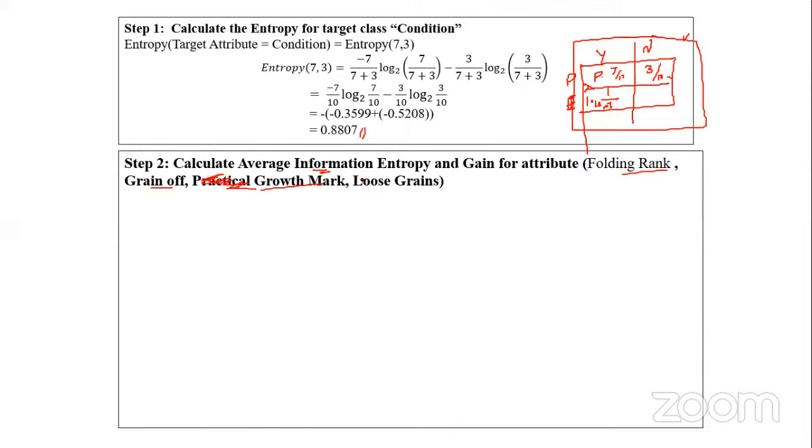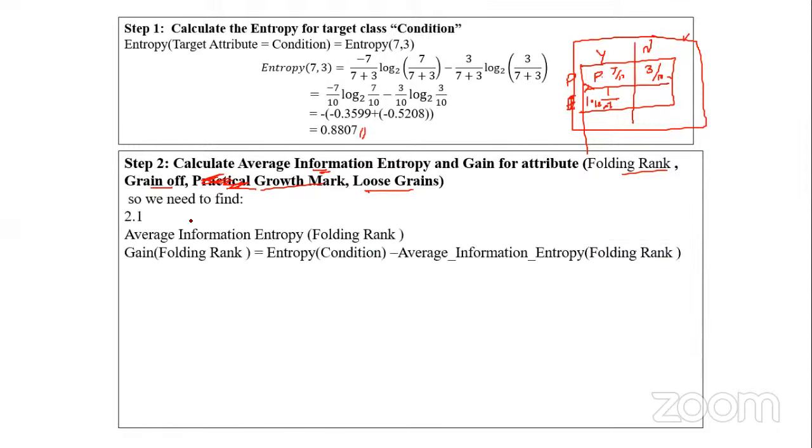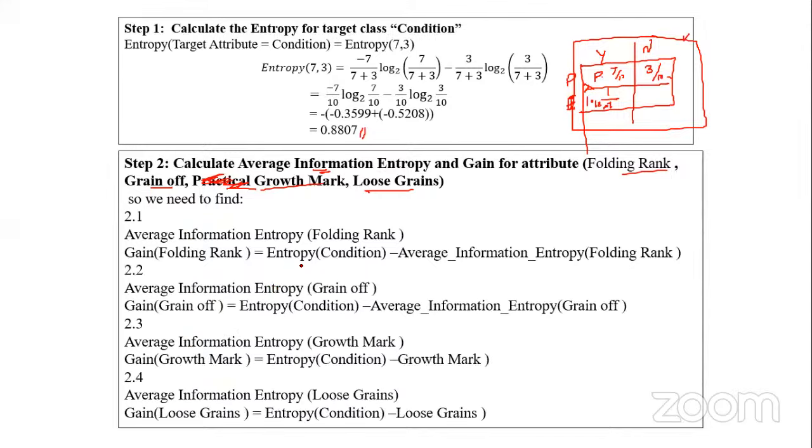For growth mass, then loose gains. Okay, then we need to execute step number 2 for 4 times, for finding this folding rank for each and every one. If it has 4 attributes, it has to execute 4 times. Okay, let me unloop this 2.1.